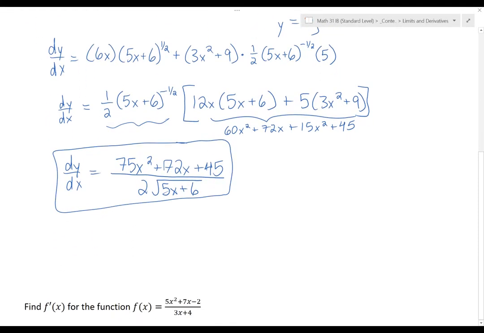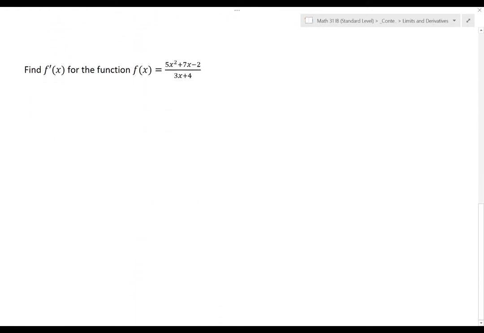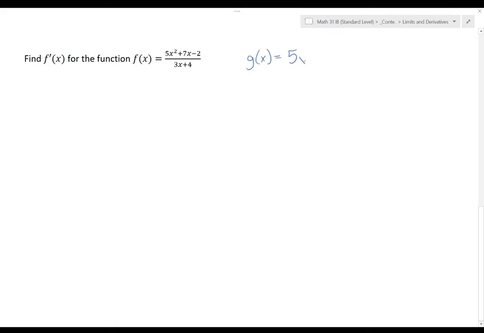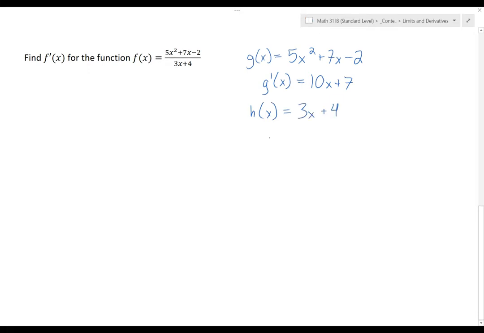Now let's look at a quotient. And we'll use the other notation. So we want f prime of x for the function f of x. Now here that means I can't use f of x to define one of my two functions because y is f of x. So I'm going to use g of x and h of x. So g of x, let's say, is that numerator function. So 5x squared plus 7x minus 2. Just off to the side here, g prime of x is 10x plus 7. And I'm going to use h of x for my denominator, which is 3x plus 4, and therefore h prime of x equals 3.